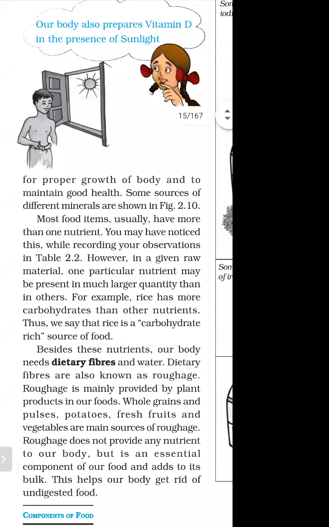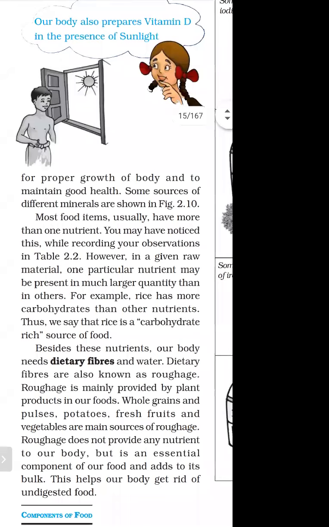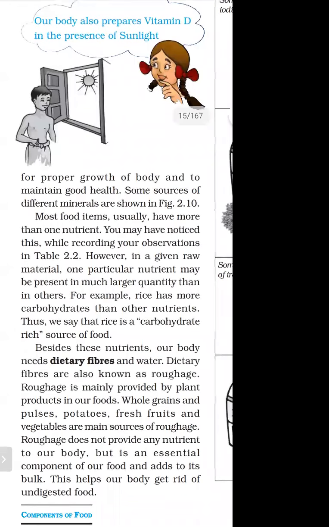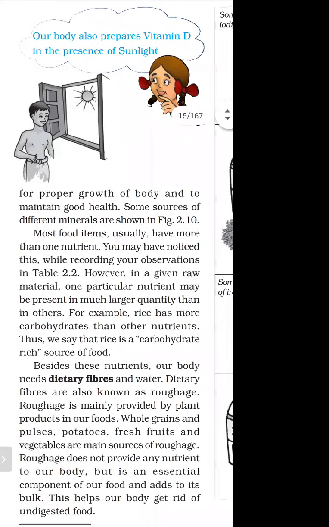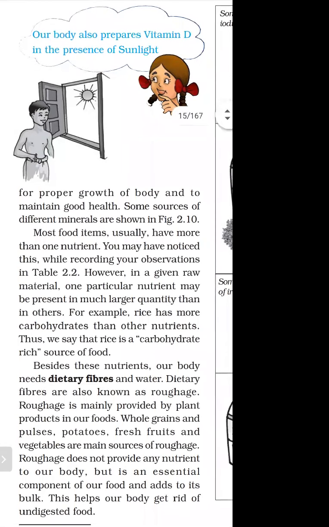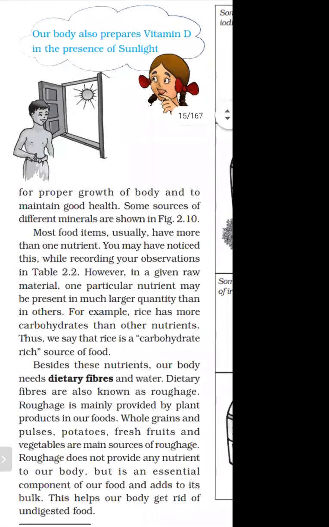For example, rice has more carbohydrate as compared to other nutrients. So we can say that rice is a carbohydrate rich source of food. Different food items contain different kinds of components. Rice contains more carbohydrate as compared to fats, proteins, vitamins and minerals. So rice is a carbohydrate rich source of food, and a material present in a very great amount is called the rich source.